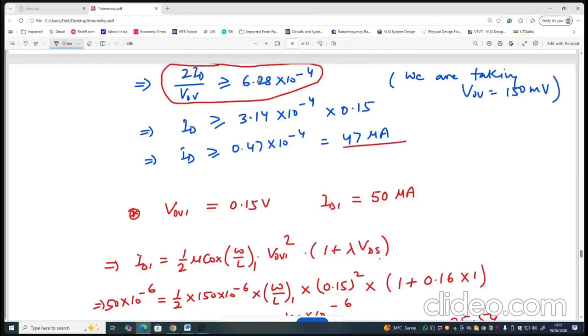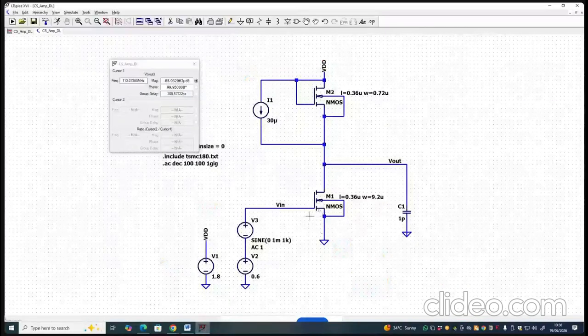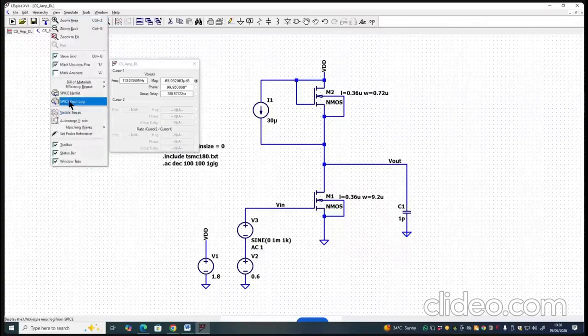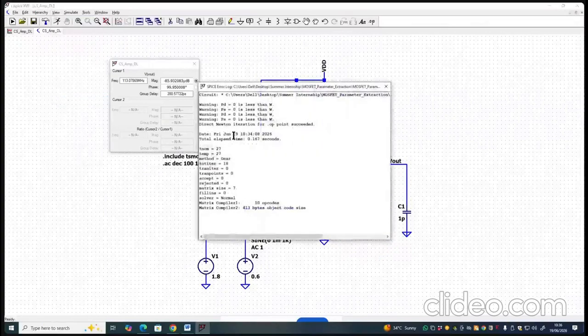This is the requirement that we want to satisfy, and we got that the current shall be 47 microampere for an overdrive voltage of 150 millivolt, right? And that overdrive of 150 millivolt is assuming the threshold voltage to be 0.45. But what could be happening is that the threshold voltage is a little greater than 0.45, and therefore the overdrive voltage is a little smaller. Actually, we can go and see the threshold voltage of transistor M1 if we go to the SPICE error log.